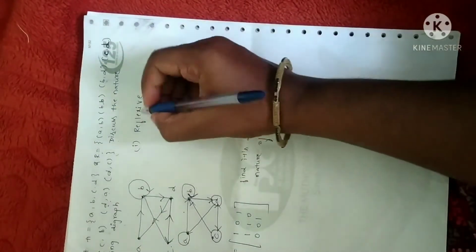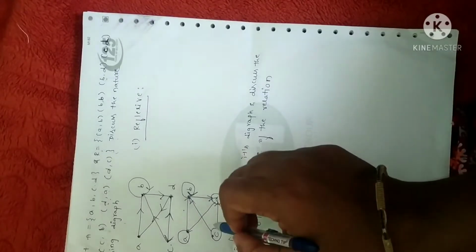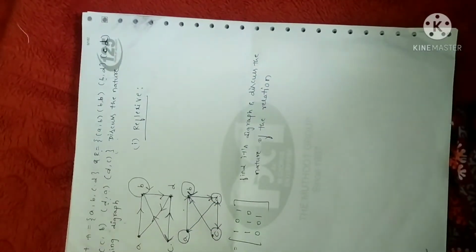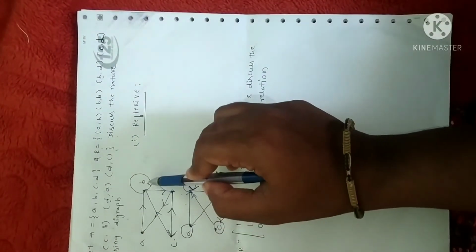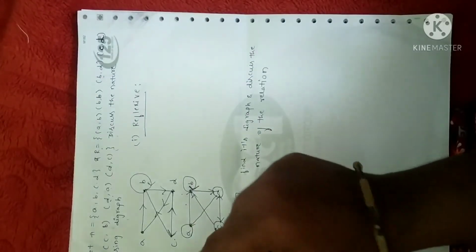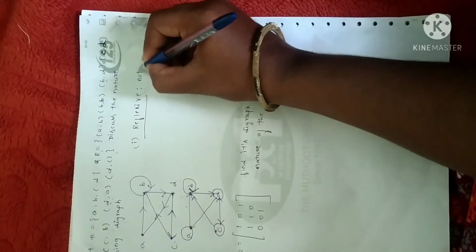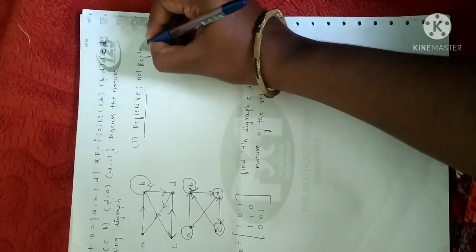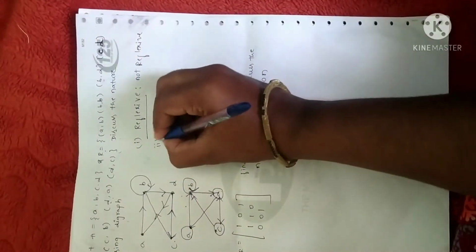First let me talk about reflexive. When we say a graph is reflexive, it is only when all the vertices have self loops, right? Do we have a self loop in all the vertices? No, we don't. We have a self loop only for vertex B, but we don't have any self loop for the remaining vertices. So I can write R is not reflexive. Next one is symmetric.